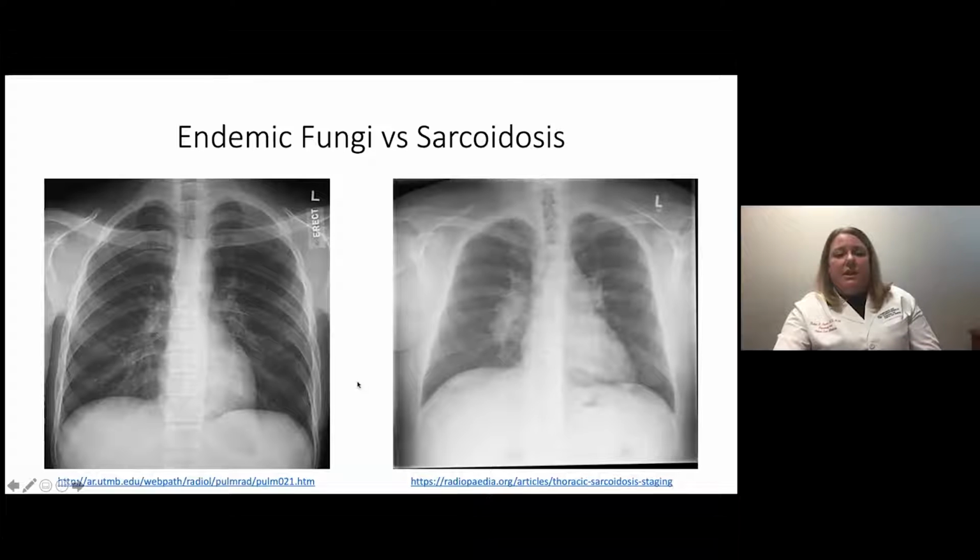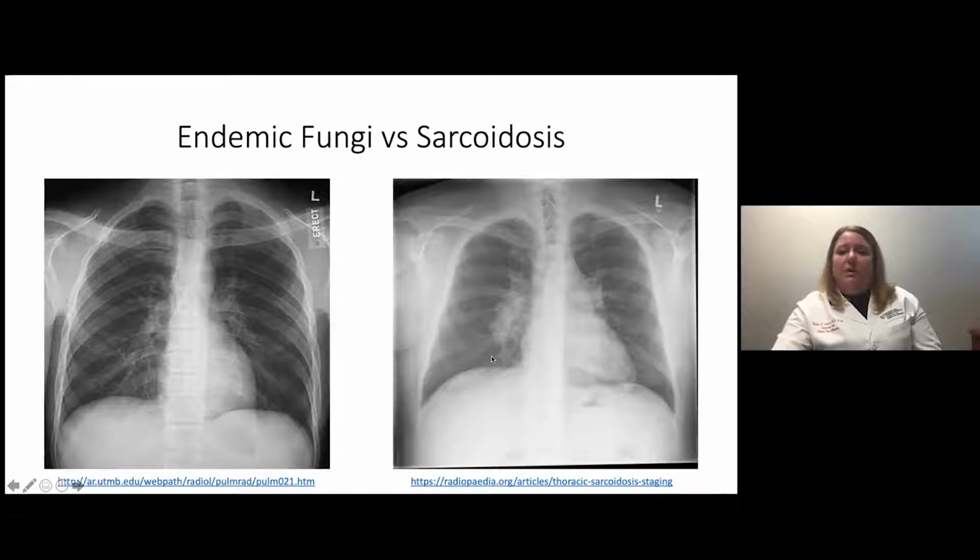So what you can see here on the left of the screen is a patient that actually has a histoplasma infection. And you can see that there's enlarging of the lymph nodes here in the mediastinum and the hilum here, and some increase in some interstitial markings here. Pretty clear lung fields otherwise.